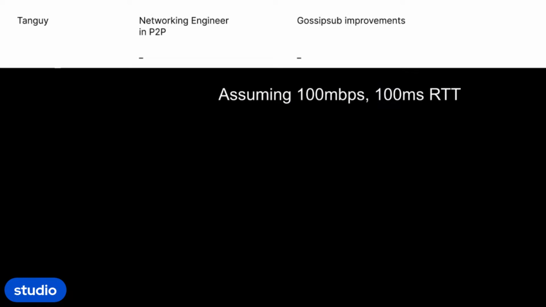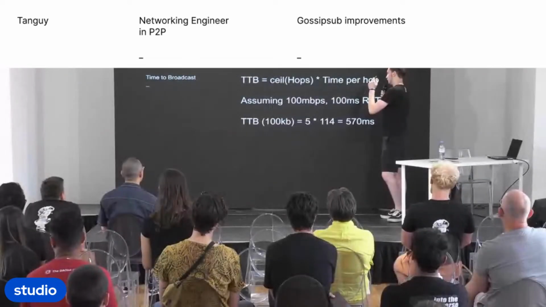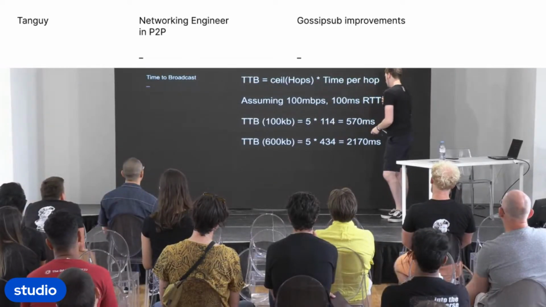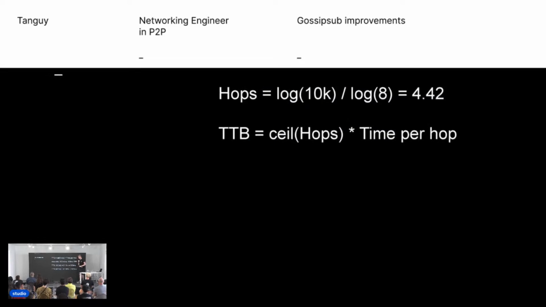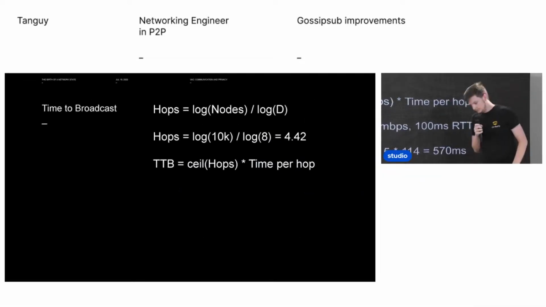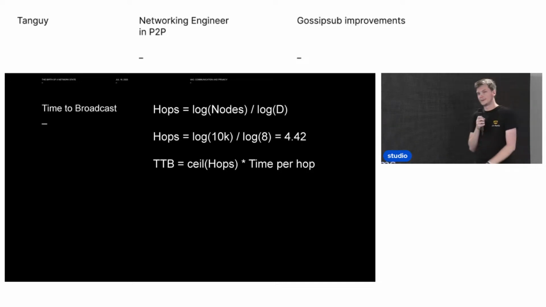And so if we multiply our time per hop that we just calculated with this, we can see, assuming we have 100 megabits per second and 100 milliseconds, that today it would take 500 milliseconds to spread a block in the network. And if we get blocks which are 6 times as large, it will take 2 seconds, basically. So that's nice. 2 seconds is smaller than 4 seconds.